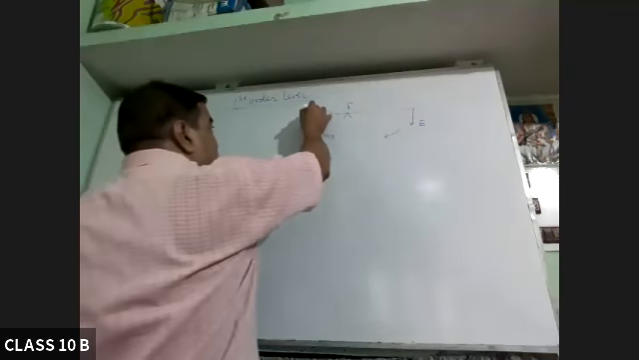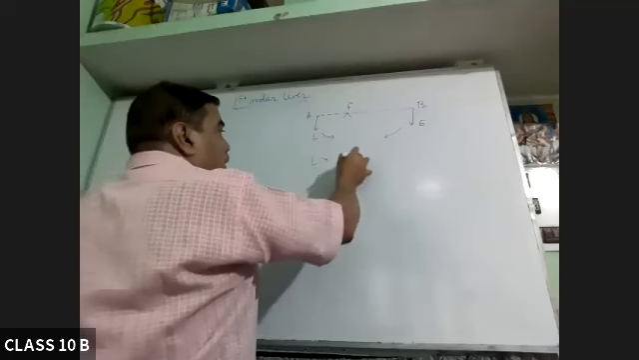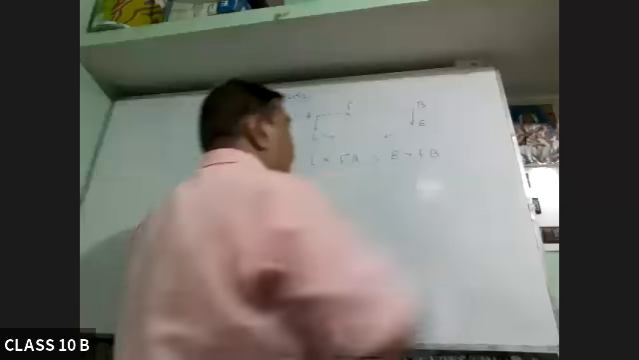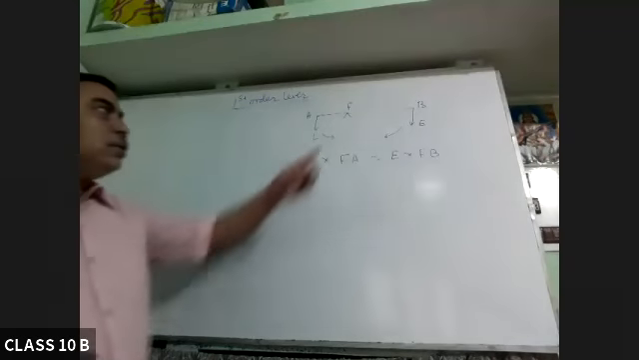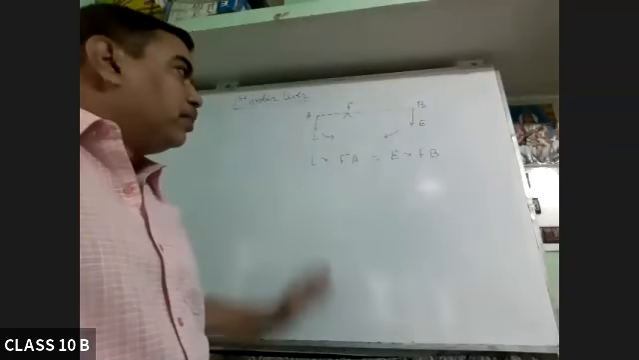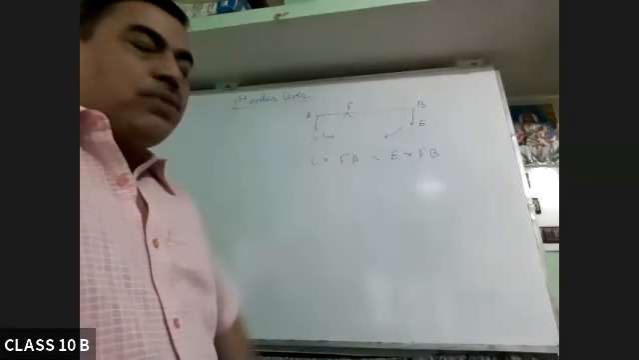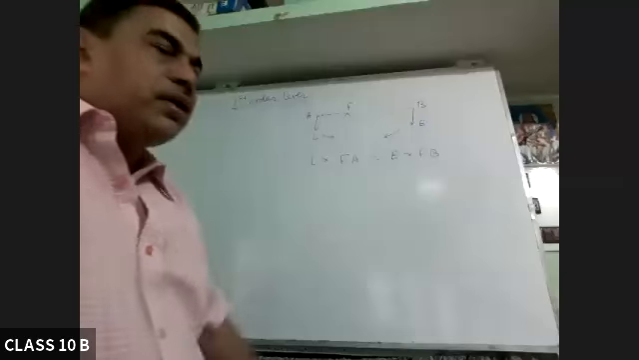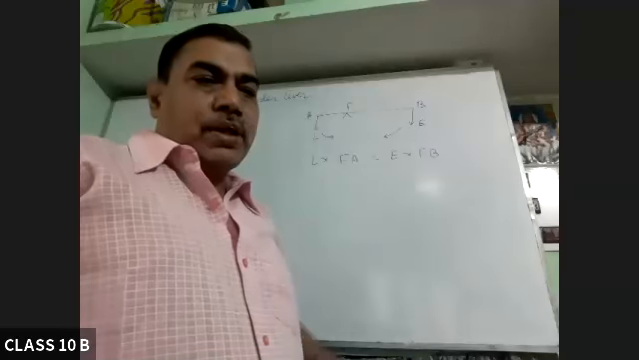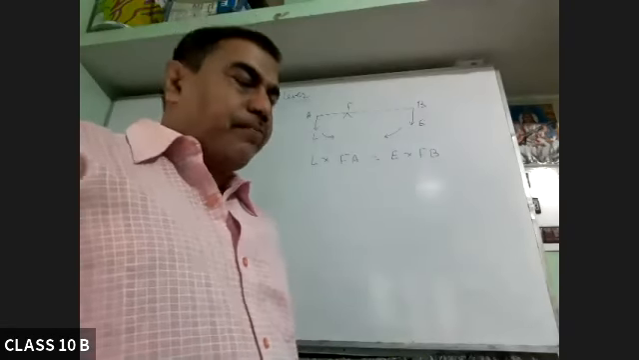So in this case, if this is A and this is B, then L into FA will be equal to E into FB. FA means load arm, FB means effort arm. So load into load arm will be equal to effort into effort arm. Whatever the numericals related to lever are, they are based on this formula only. There is only one formula in the lever: load into load arm equals effort into effort arm.